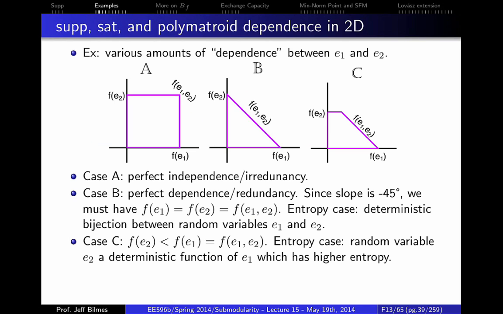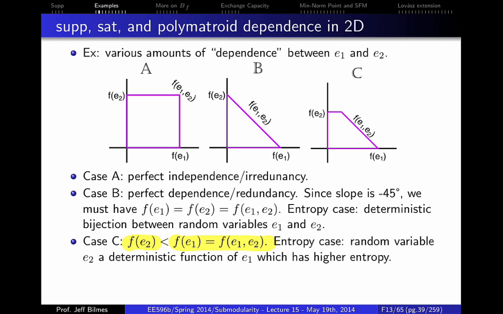case C. Now, case C is kind of interesting because it's not yet the most general case. But case C says, first of all, that f of E1 is equal to f of E1, E2, right? And therefore, just geometrically, we have f of E2 is strictly less than f of E1. So this is like sort of asymmetric dependence. This is basically saying that E2 is a deterministic function of E1. Why? Well, for exactly this reason, because we have that f of E2 is strictly less than f of E1.